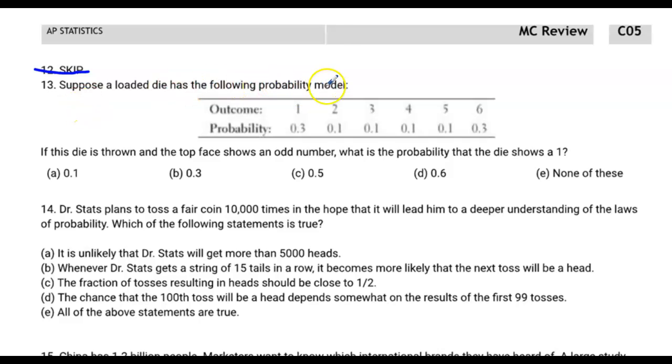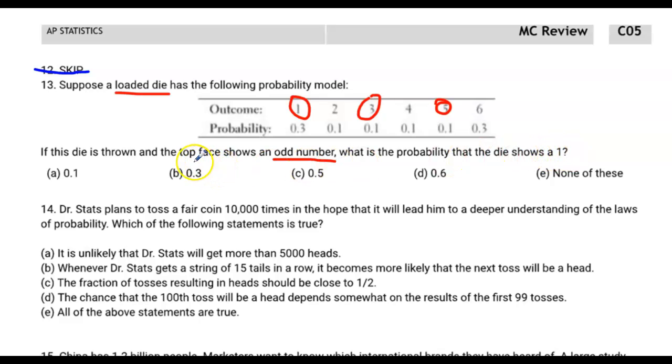Suppose a loaded die has the following probability model. Remember, a loaded die is, as alluded to before in the video, loaded means it doesn't have equal probabilities of each face landing. In history, people did what's called loading a die, which means putting more weight on a certain face. Sometimes, I guess in modern times, people use a microwave to do that. You can go ahead and look that up on YouTube. I'll let you do that by yourself. If this die is thrown and the top face shows an odd number, odd numbers, oh, how strange. Here's 1, here's 3, and here's 5. Those are the odds. What's the probability that the die shows a 1?